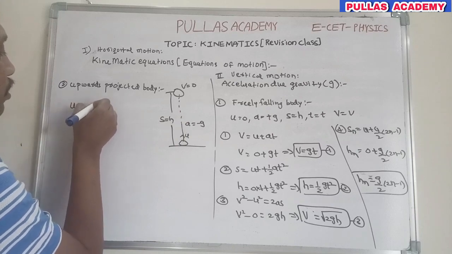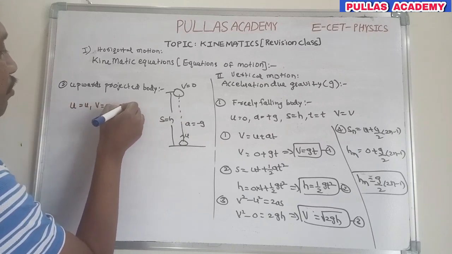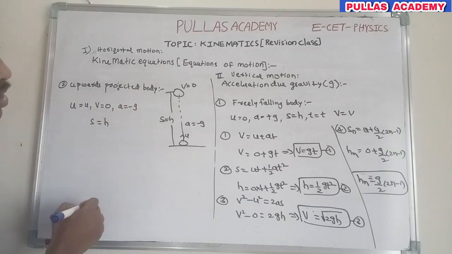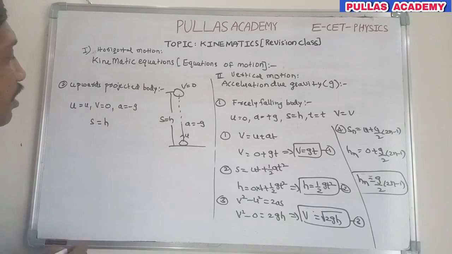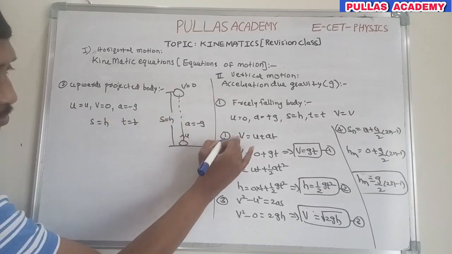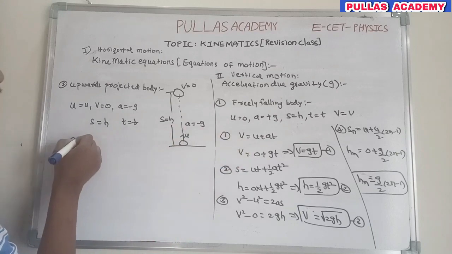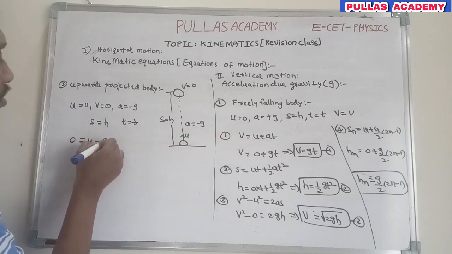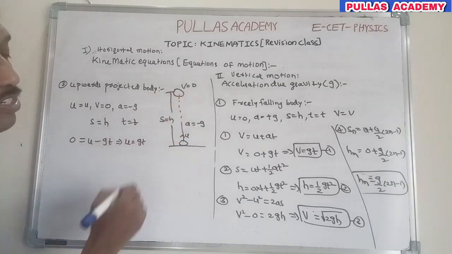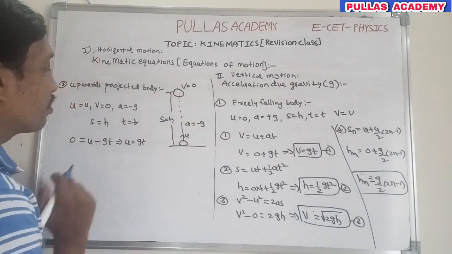u is equal to u, v is equal to 0, a is equal to minus g, and s is equal to h. So these all are substituted in the equation, and time t is equal to t. From the first kinematic equation, if you substitute v is equal to 0, a is equal to minus g, that means u is equal to gt. When it reaches the maximum height, this is the formula.